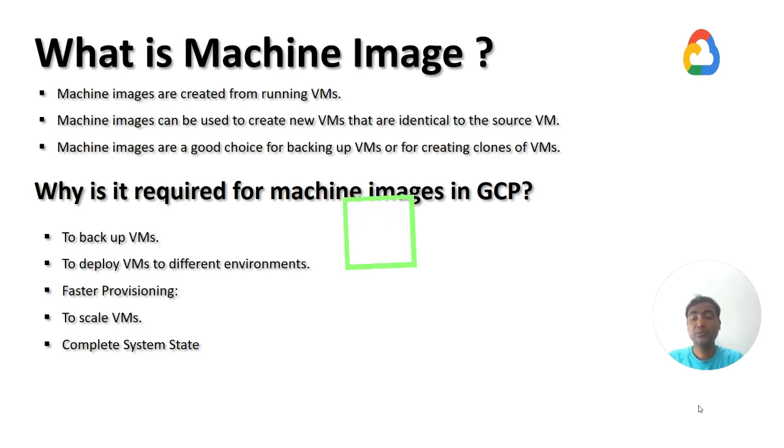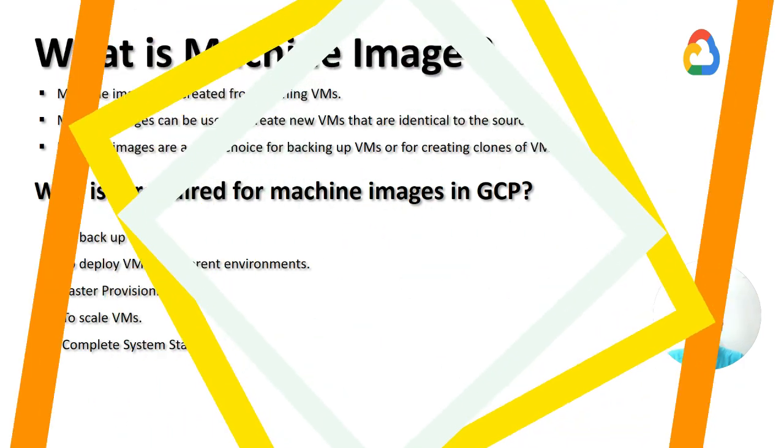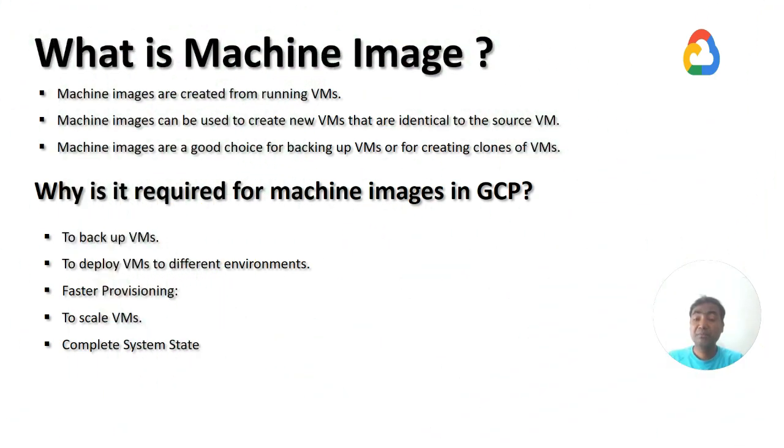Guys, to scale VMs, it means machine images can be used to scale VMs up or down quickly and easily. This can help to meet the changing demands of an application. Machine images can be used as a template for creating multiple identical VMs. This is especially useful for rapidly scaling applications or deploying multiple instances with the same configuration.